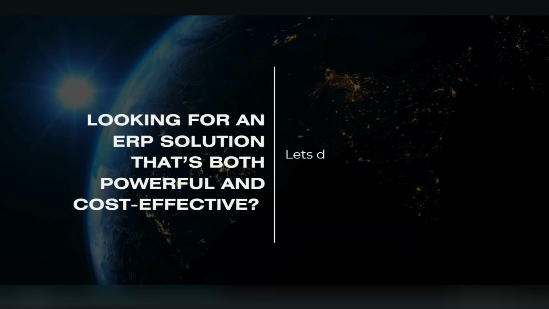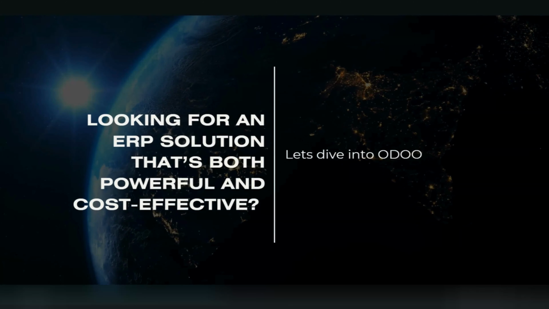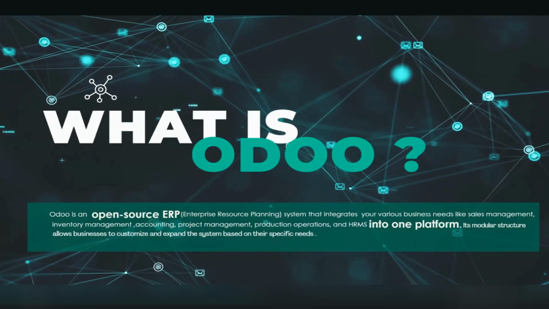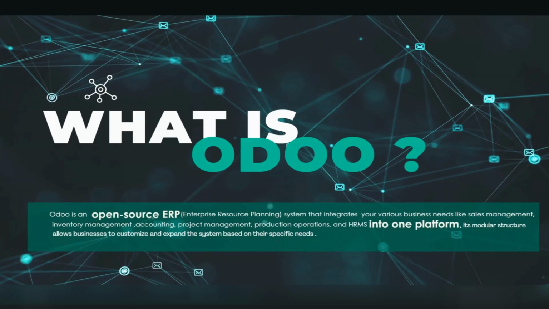Today we are going to discuss what is Odoo. So let's dive into Odoo. Odoo is an open source ERP system that integrates your various business needs like sales management, inventory management, accounting, project management, production operations and HRMS into one single platform. Its modular structure allows businesses to customize and expand the system based on their specific needs.